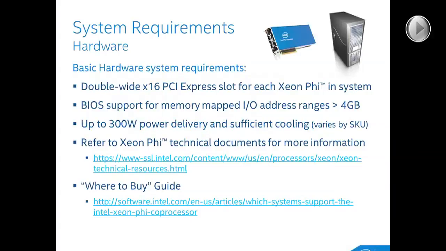We'll start with some system requirements and installation details. First, some basic hardware system requirements. I've only listed a few on the foil here that are necessary to support the Xeon Phi coprocessor. You should refer to the Xeon Phi technical documents for more information and all of the system requirements that are necessary. Those are available at the URL that I've noted on the foil. The article that I've cited at the bottom also contains a where to buy guide link that you can visit and obtain a list of our partners from whom you can purchase Xeon-based systems with the Xeon Phi coprocessors installed.